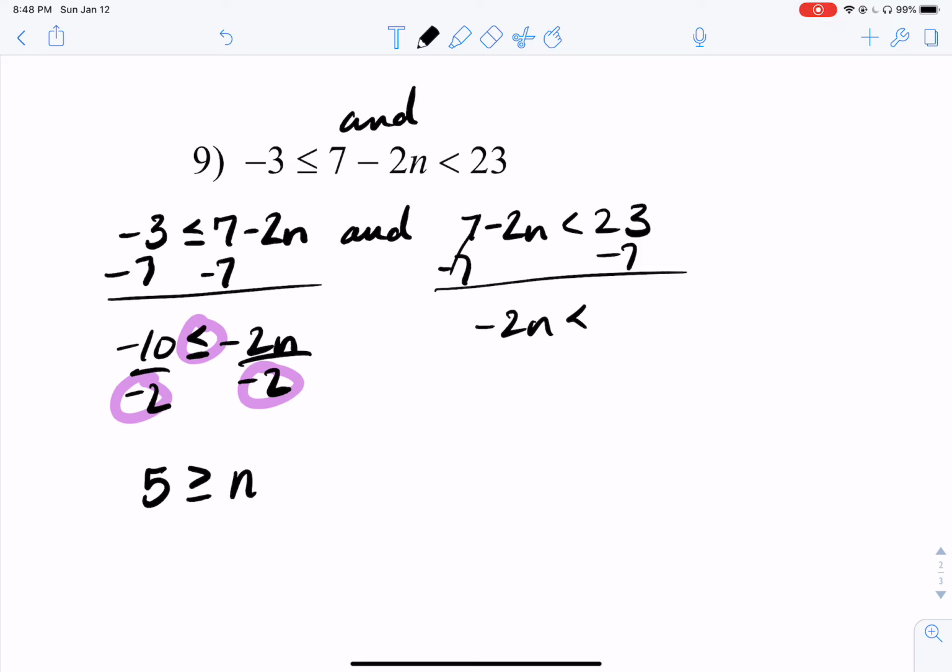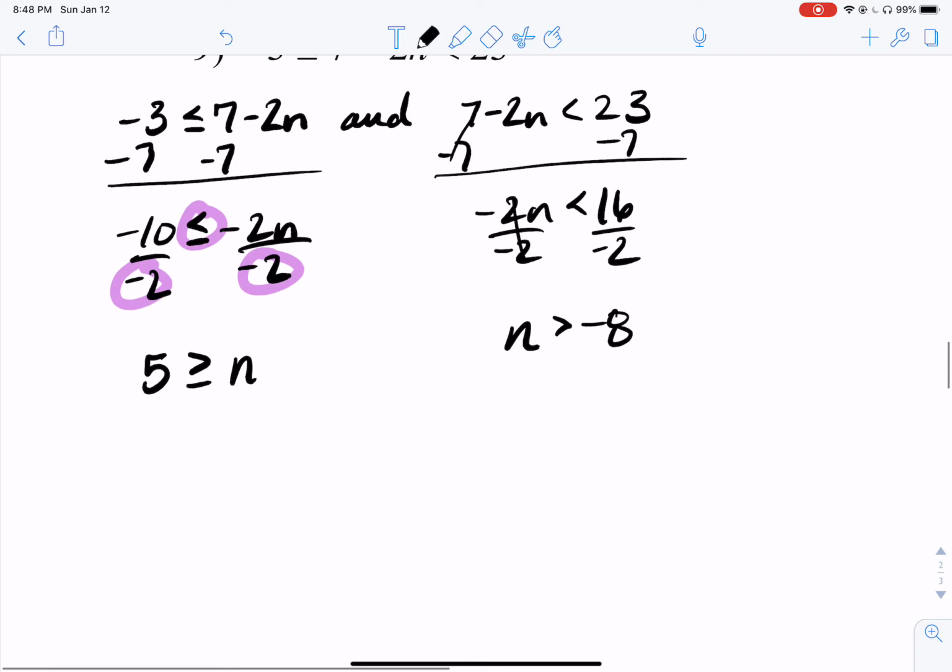Gosh, I am having a mental fart. So 23 minus 7, that's equal to 16. Yes, okay. Sorry about that. I divide by negative 2, okay, and n will now be greater than negative 8.